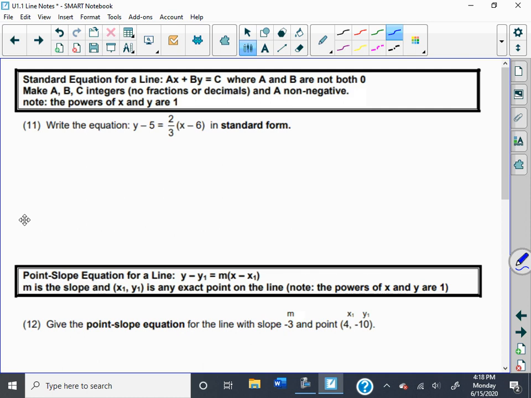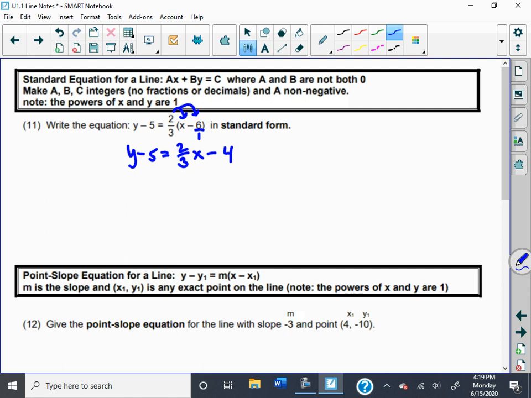All right, so number 11, write the equation y minus 5 equals 2/3 times x minus 6 in standard form. So for standard form, we want to get rid of any fractions, get rid of any parentheses, and get x and y on the same side. The first step is to distribute. So y minus 5 equals 2/3 x, and then minus 2/3 times 6. Remember, when you multiply a fraction times a whole number, turn the whole number into a fraction, 6/1, and multiply across. 2 times 6 is 12, and 3 times 1 is 3. 12/3 turns into 4.